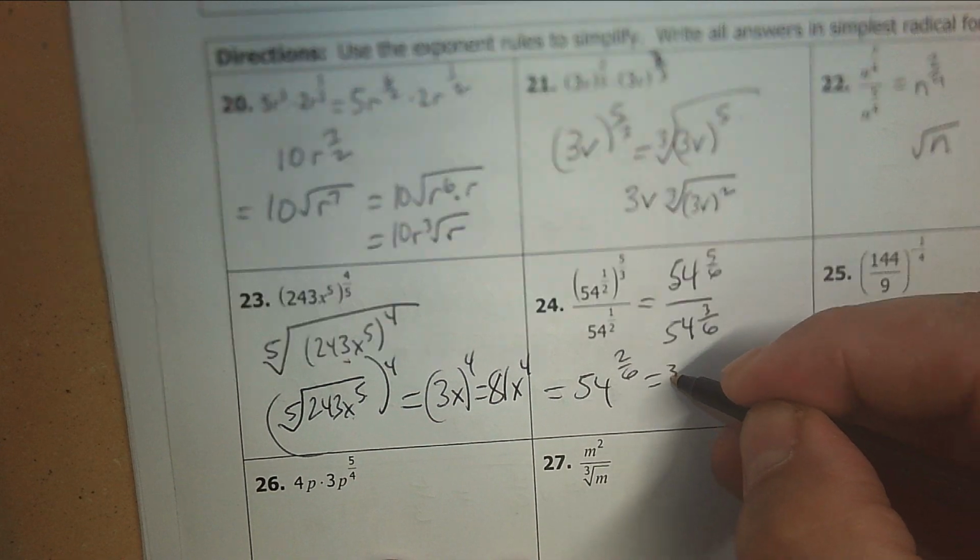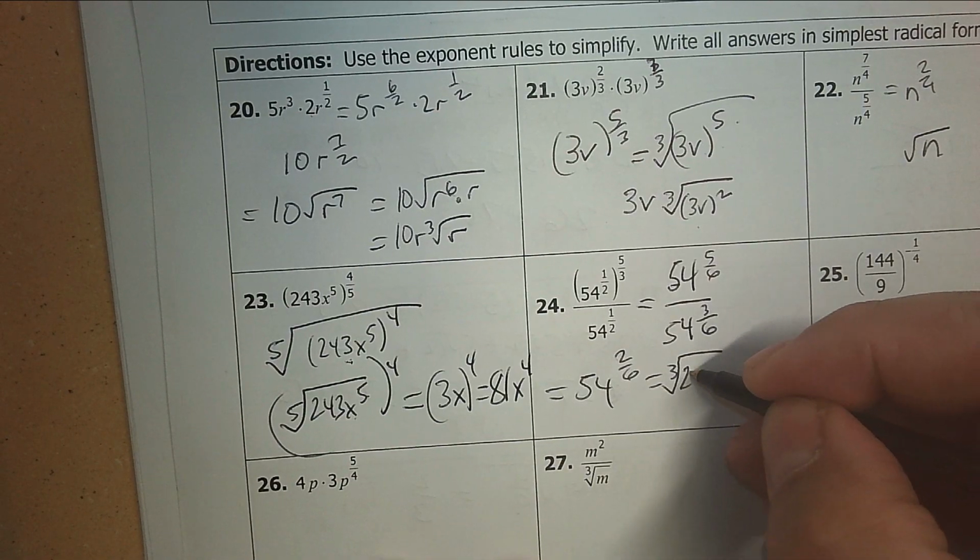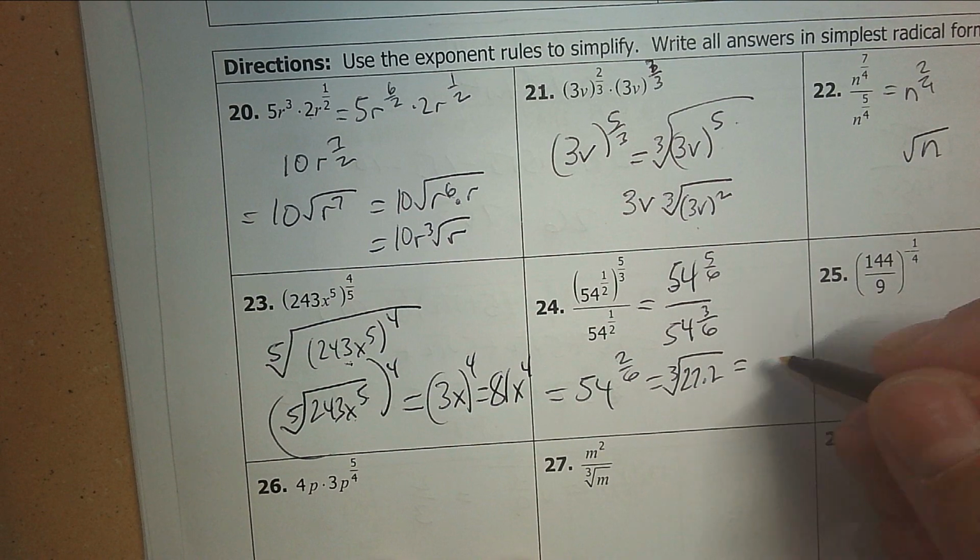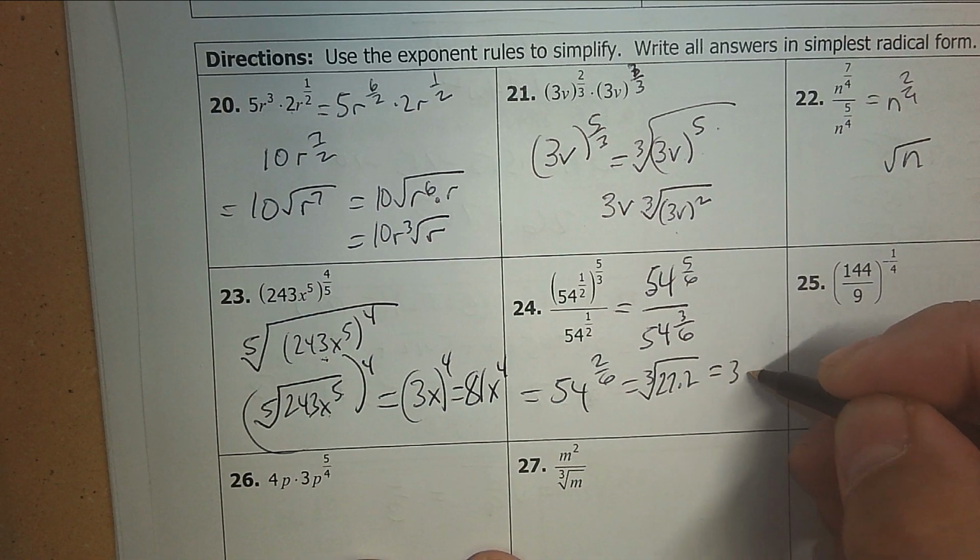That's the cube root of 54. And that can be written as 27 times 2. And the cube root of 27 is 3. And what's left over is the cube root of 2.